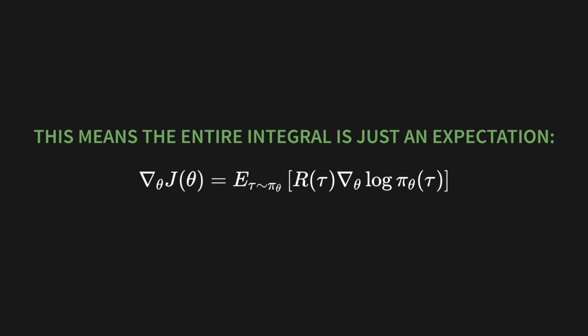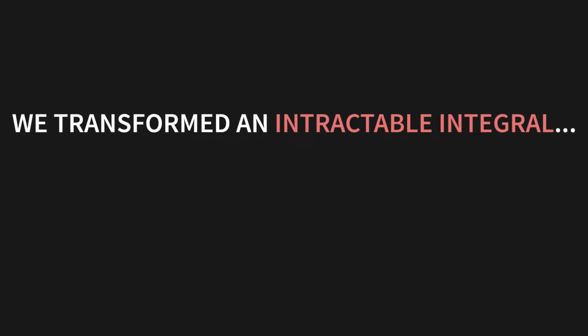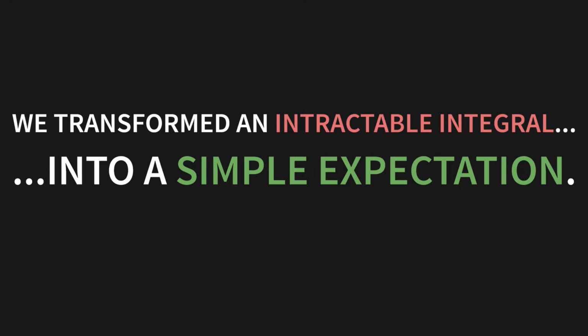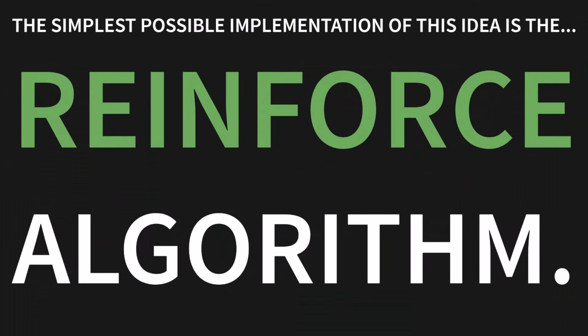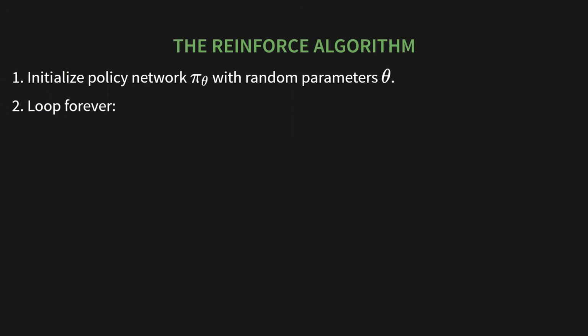We transformed an intractable integral into a simple expectation. And we can approximate any expectation just by sampling. The simplest possible implementation of this idea is the REINFORCE algorithm. So here's how the REINFORCE algorithm works. First, you initialize your policy network, pi theta, with some random parameters. Then you just loop forever.